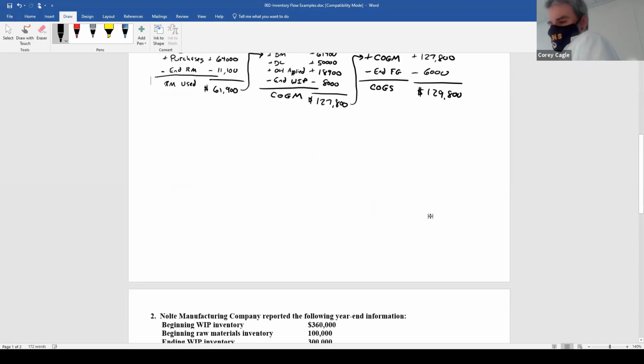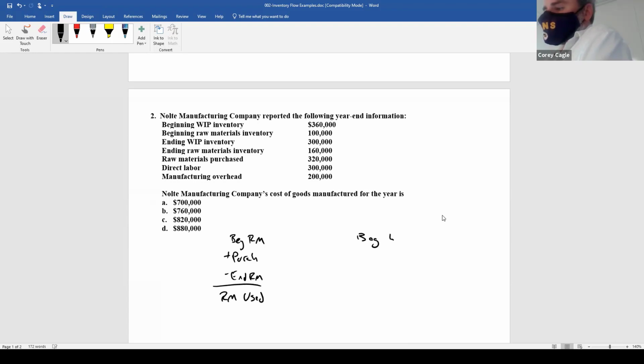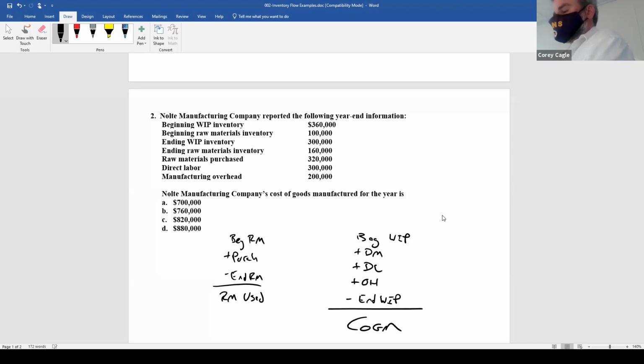Here's what a multiple choice question might look like. Same old deal. What is cost of goods manufactured? So I immediately think, all right, I'm going to need two of my formulas to answer this. So let's start writing it down. Beginning raw materials plus purchases minus ending raw materials is going to give me my raw materials used. And then beginning work in process plus materials plus labor plus overhead minus ending work in process, and that gives me cost of goods manufactured.